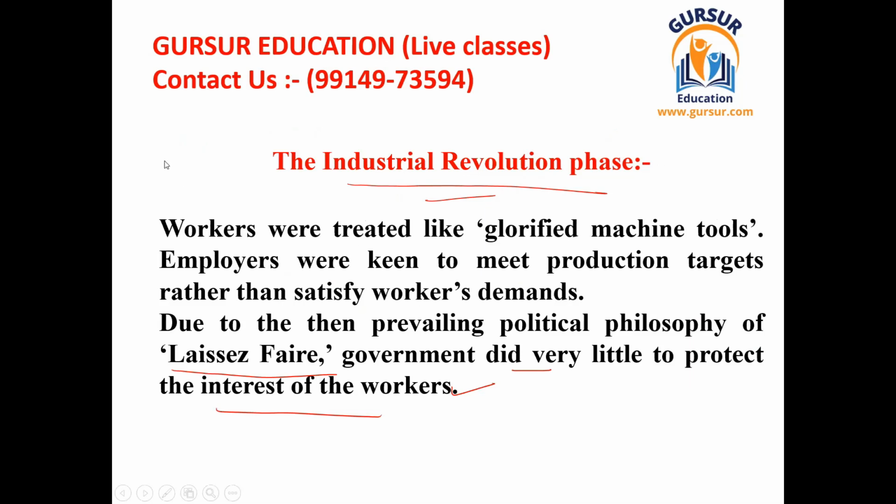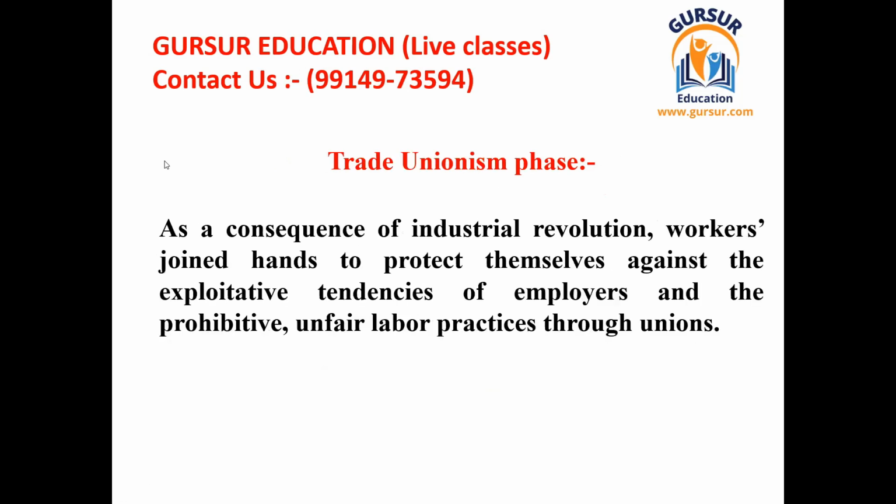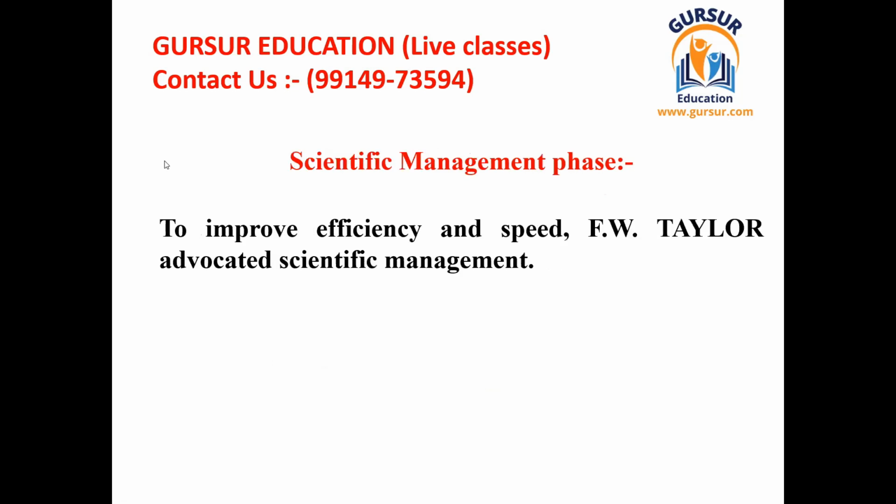So first of all, the industrial revolution phase was there, when the workers were treated only as slaves or machine tools. Then unionism was there, when the workers felt the discrimination against them, and they joined hands and formed trade unions. After that, scientific management was there, when F.W. Taylor stated that work should be divided into subparts and specialization should be achieved on the basis of specifications to the individual workers.